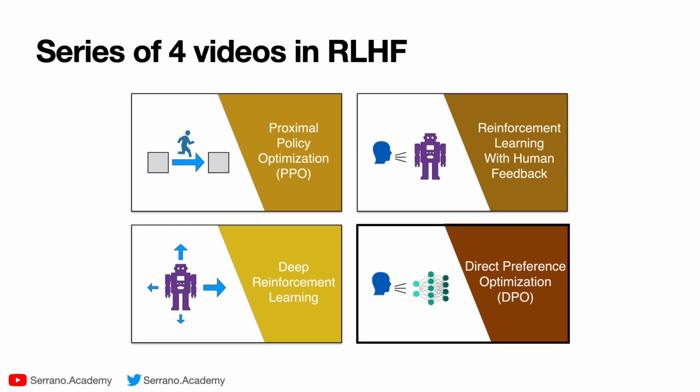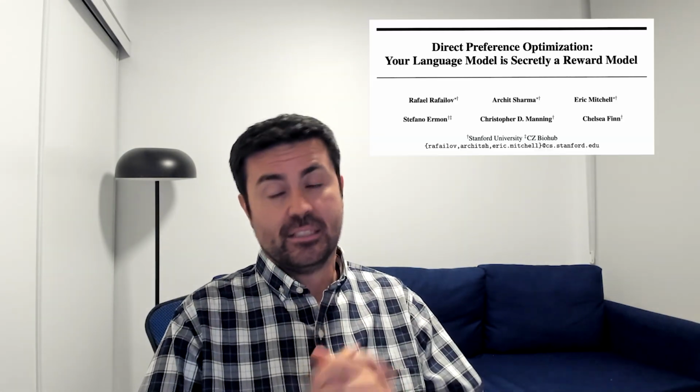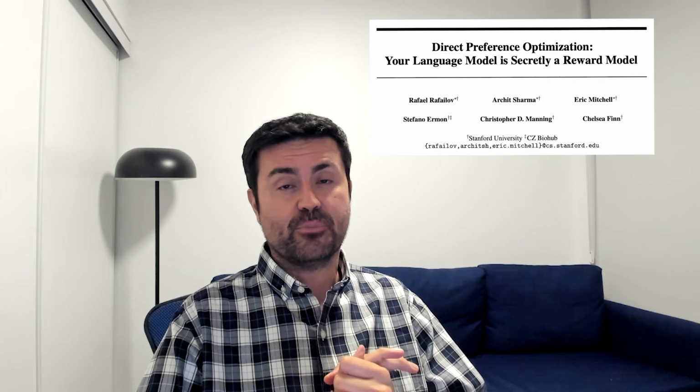It turns out that direct preference optimization does not use reinforcement learning, so it's a direct way to fine-tune a large language model without the need of RL. It's actually a much more efficient way. So it's able to fine-tune a large language model using human feedback without going through reinforcement learning. It comes from this paper called Direct Preference Optimization: Your Language Model is Secretly a Reward Model.